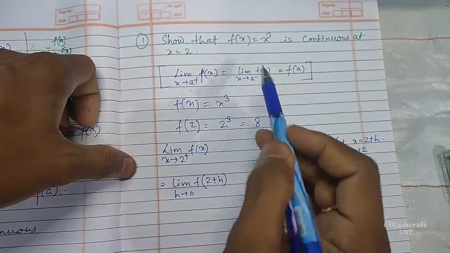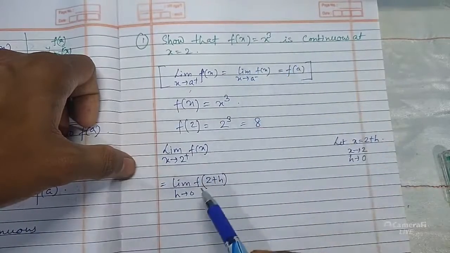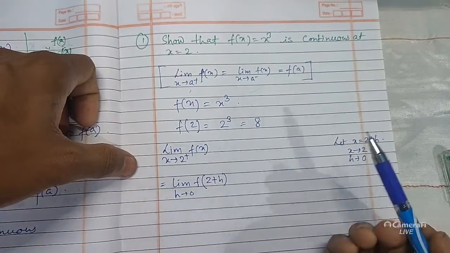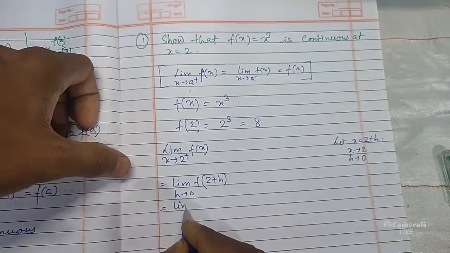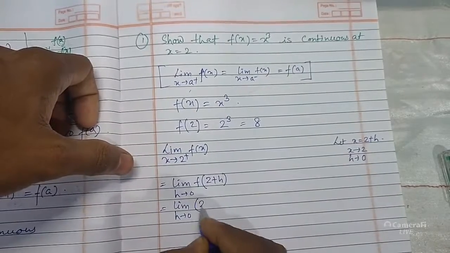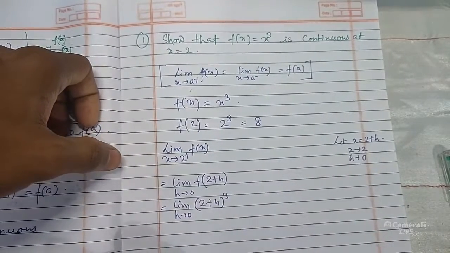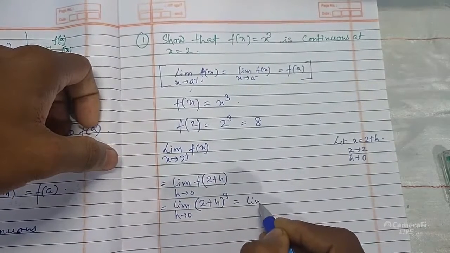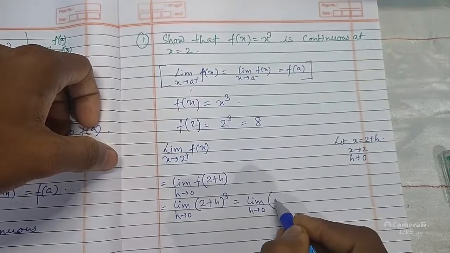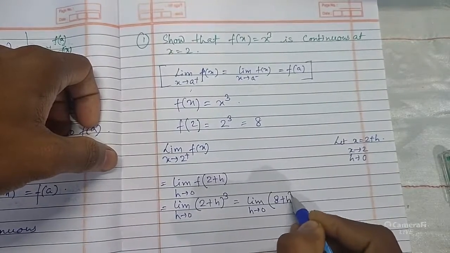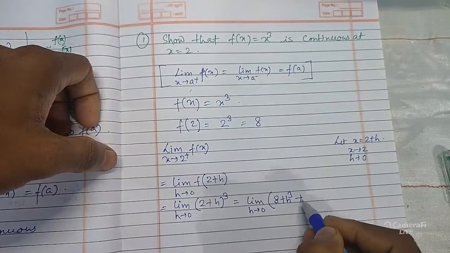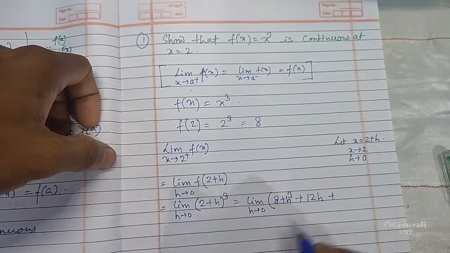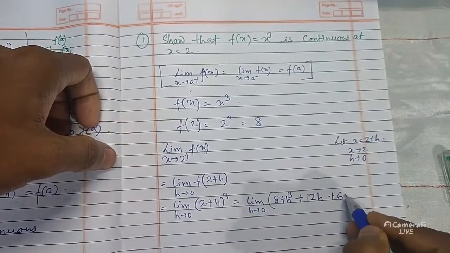Now tell me, if f(x) equals x cube, then what will be the value of f of 2 plus h? It will be (2 plus h) whole cube. So this equals the limit as h tends to 0 of (2 plus h) whole cube. Now if you expand it using the formula of (a plus b) whole cube, we have the limit as h tends to 0 of 2 cube, that is 8, plus h cube, plus 3 into 2 square, that is 12h, plus 3 into 2 into h square, that is 6h square.